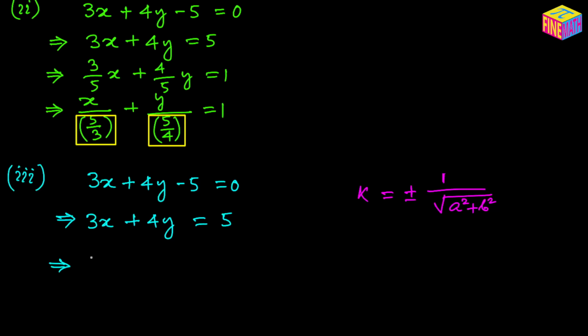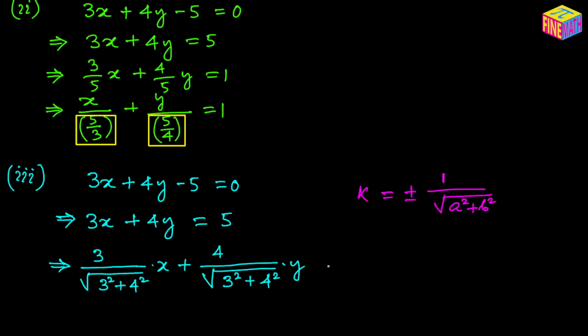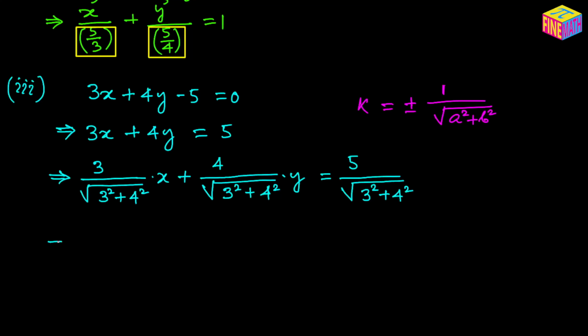So we can write it as 3 over square root of 3 squared plus 4 squared, because A is actually positive 3 and B is actually positive 4 in our given equation. So 3 over square root of 3 squared plus 4 squared times x plus 4 over square root of 3 squared plus 4 squared times y is equal to 5 over square root of 3 squared plus 4 squared. And if we simplify this will reduce to something like this.